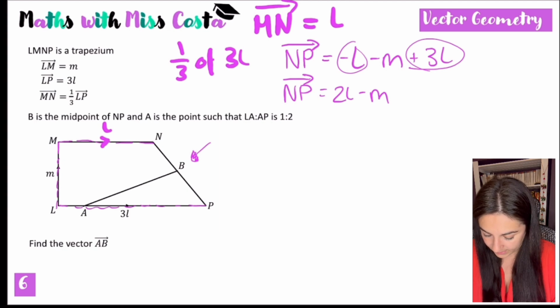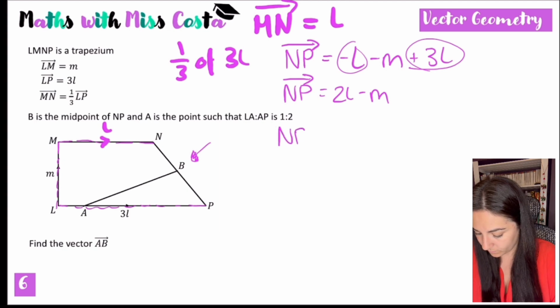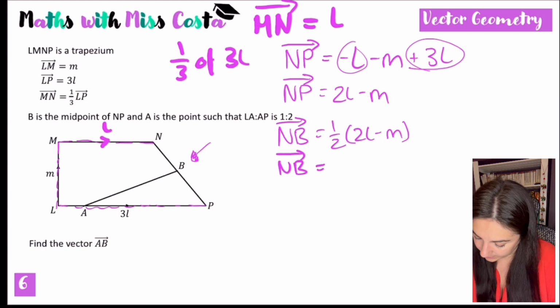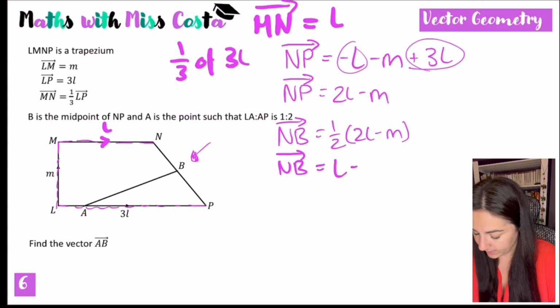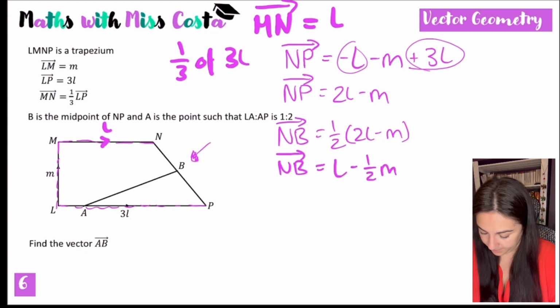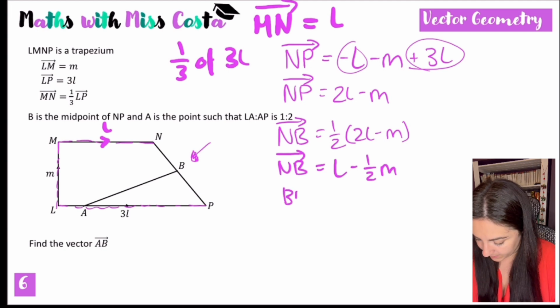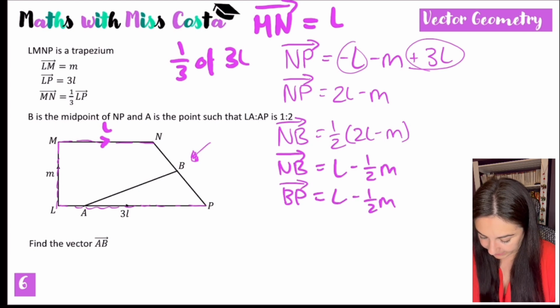And I know that NB is going to be half of NP. It's halfway there because it's the midpoint. So therefore NB would be a half of 2 is 1 and a half of 1 is half, so L take away half M. That's what the route NB is. And therefore also BP would be L take half M because it's the same.